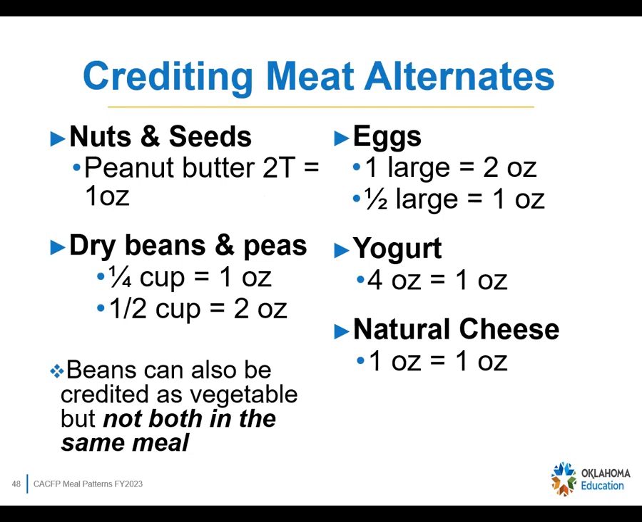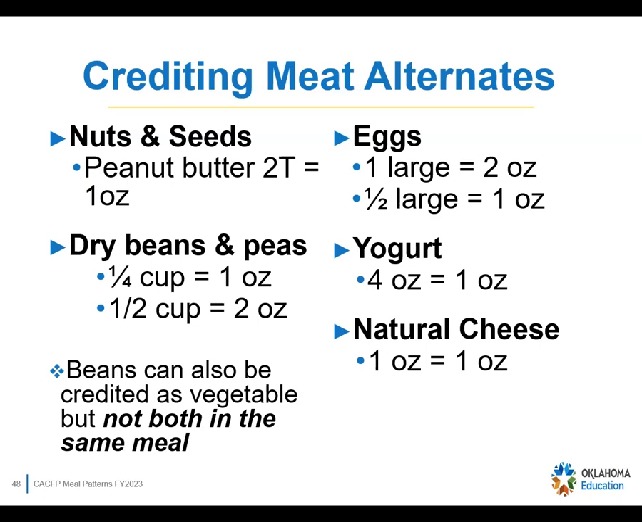As was mentioned earlier, here is some crediting information for the meat alternates. This is on your meal pattern sheet. If you take a look at your meal patterns, it shows that if you want to serve peanut butter, 2 tablespoons equal 1 ounce. One large egg equals 2 ounces of meat alternate. Beans and peas, a half a cup is 2 ounces. Yogurt, 4 ounces equals 1 ounce.